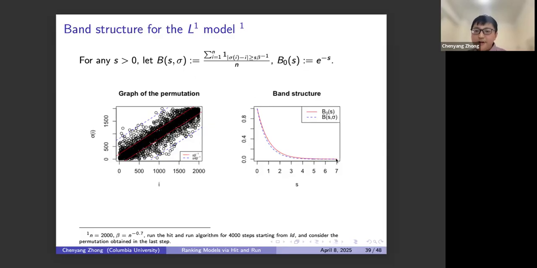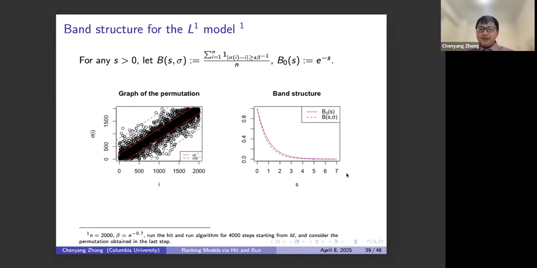The horizontal coordinate is s, and the vertical coordinate is the proportion of the points that fall inside this band of width s times beta inverse. Since we know that the band has width of order beta inverse, it makes sense to vary the constant that appears before the beta inverse. If we plot this, we get this blue dashed line. And if we compare it with e to the minus s, that's a simple function, they match surprisingly well here.